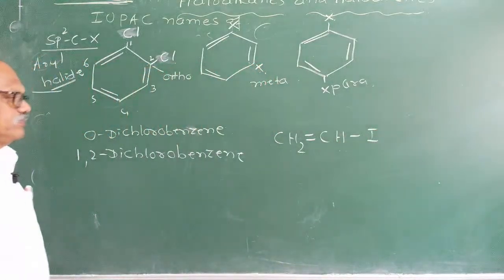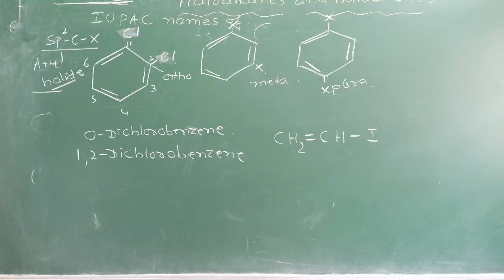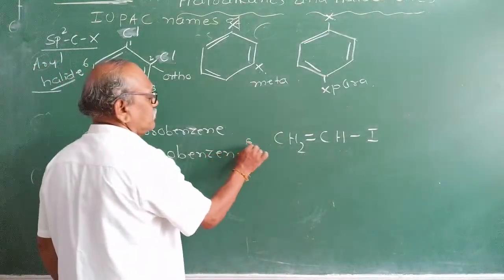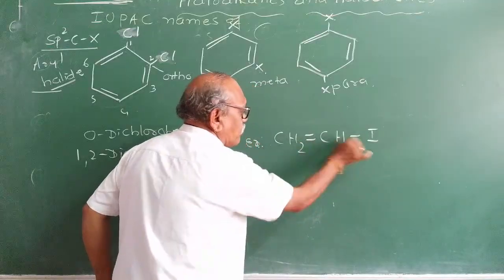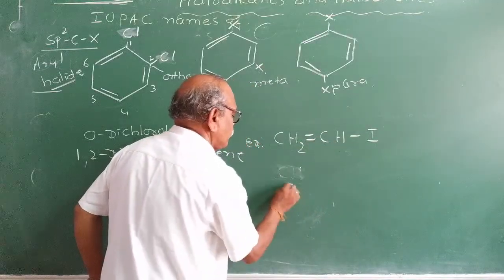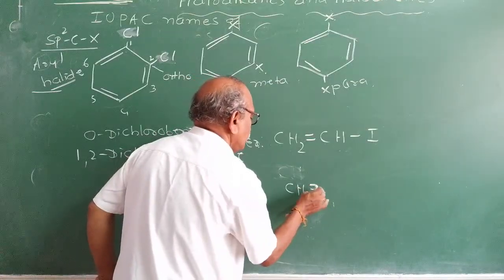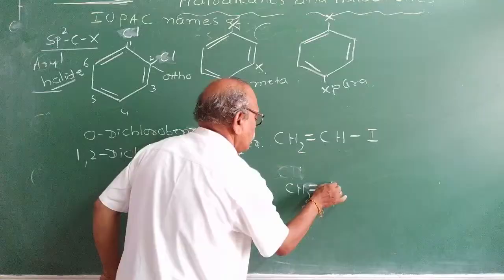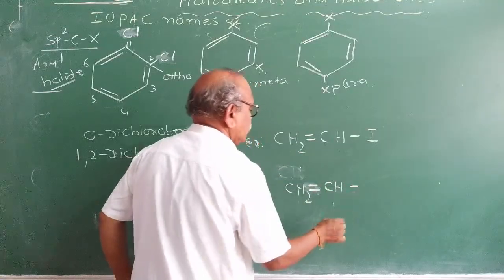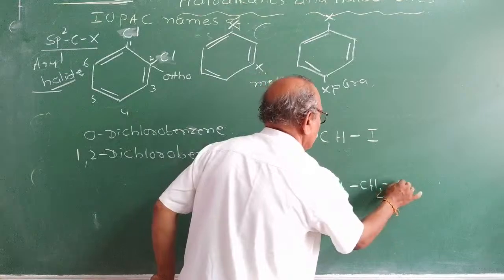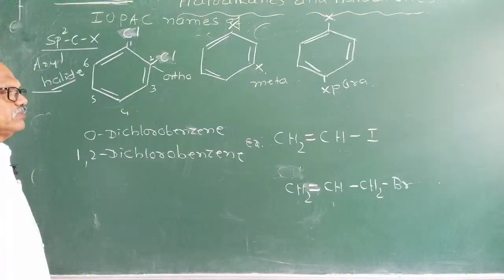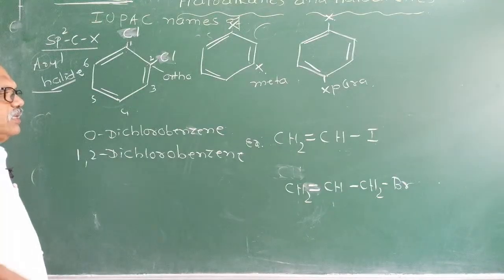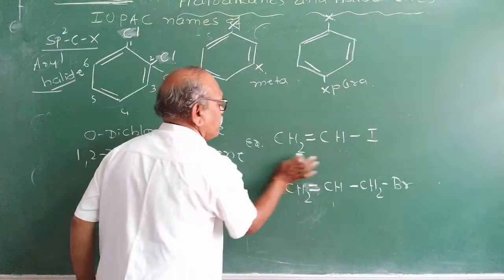Common name. Common name of this compound. Whenever the halogen atom is linked directly to the carbon atom containing the double bond, try to name this also. CH2 double bond CH, CH2, Br. Try to name the compound. Give the common name of them and the IUPAC name of them.